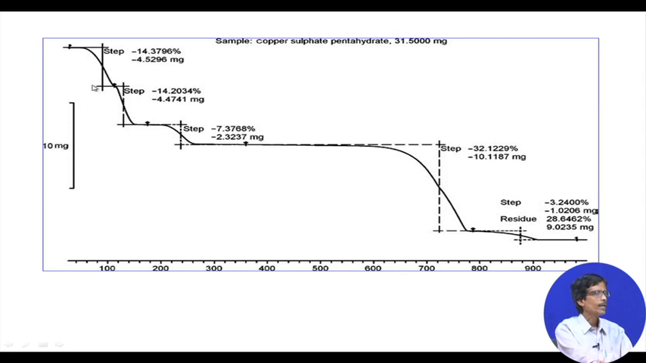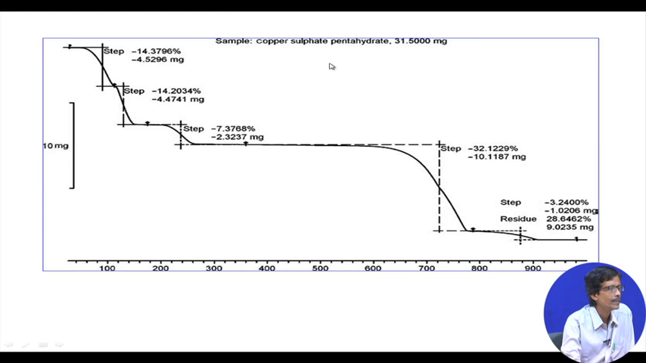So, step 1 is not even 10 milligram, it is close to 5 milligram, it is 4.5 milligram. The second one is also that, the third one is still less, but the fourth one is a very big one, which is 10.1187 milligram weight loss, and ultimately we have the residue. And most of the time, because we are ending where the temperature we have reached is 1000 degree centigrade, this 1000 degree centigrade temperature will tell us what the corresponding residue is, what remains there.